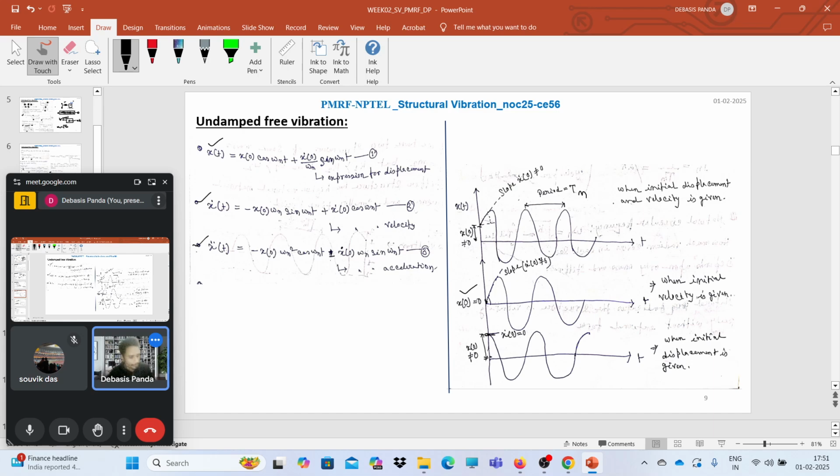So now you understand what we call free vibration. That means a structure is vibrating freely without any external force. The motion is created due to the initial conditions. Here we can see three initial conditions: either initial displacement, initial velocity, or both we can supply as an input to get the vibration of the system.